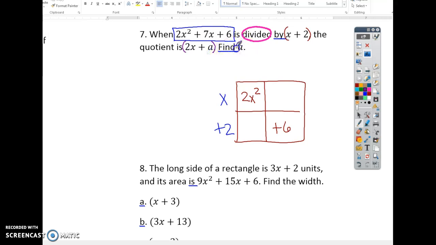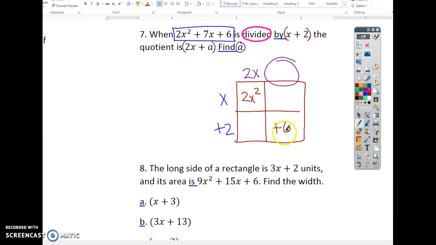But they're asking you to find the a. So I don't know what a is, but I do know that this is 2x. 2x plus a. I'm looking for this number. ¿Cuál es el número que va aquí? What is the number that goes in here? So you just start dividing. Okay, you divide. Well, I don't have to divide this because 1x times 2x is 2x squared.